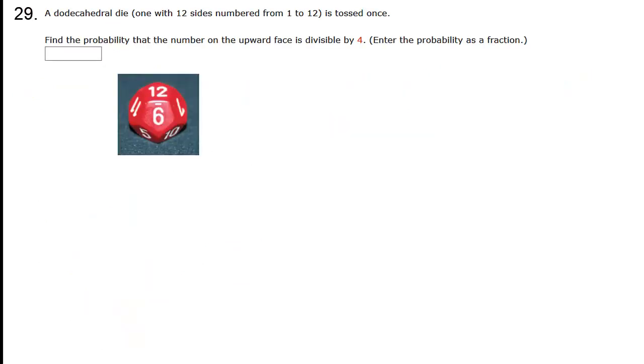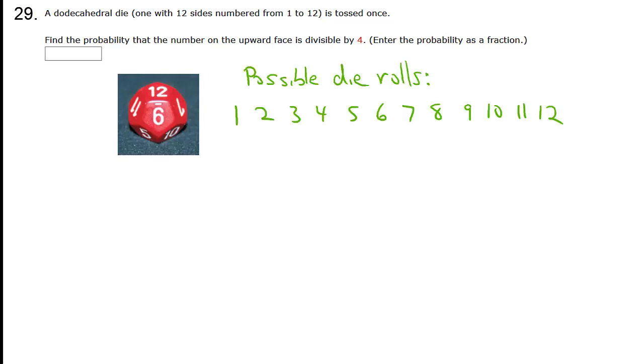29. A dodecahedral die, that's one with 12 sides, numbered 1 through 12, is tossed once. Find the probability that the number on the upward face is divisible by 4, and enter the probability as a fraction, not a decimal. So if you're rolling a die with 12 sides and numbers 1 through 12, then obviously your die rolls are 1, 2, 3, 4, 5, 6, 7, 8, 9, 10, 11, 12. Those are the only things possible.